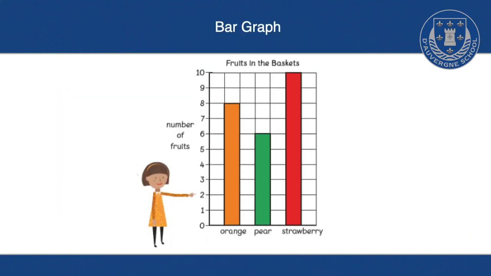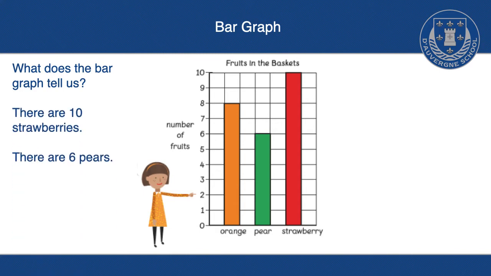So we've got a bar graph. Now a bar graph uses a scale. Now because each square represented 1 fruit, the scale is increasing by 1 each time as well to show this. So we clearly see that there are 8 oranges, there are 6 pears and there are 10 strawberries. And that's what that graph is telling us straight away.